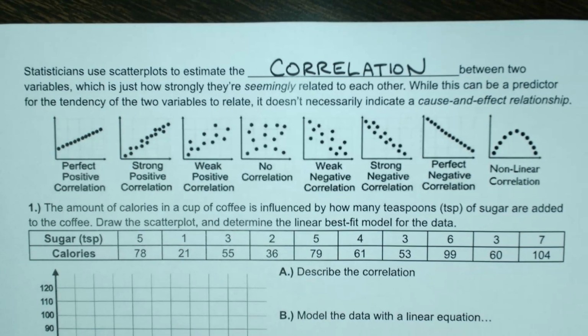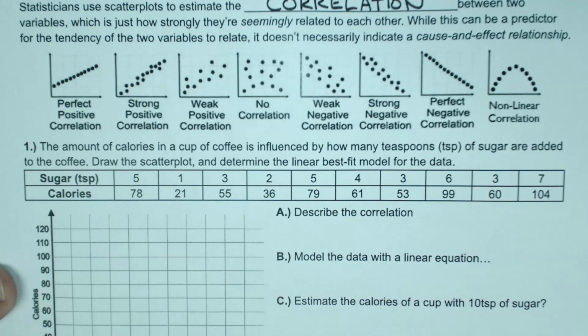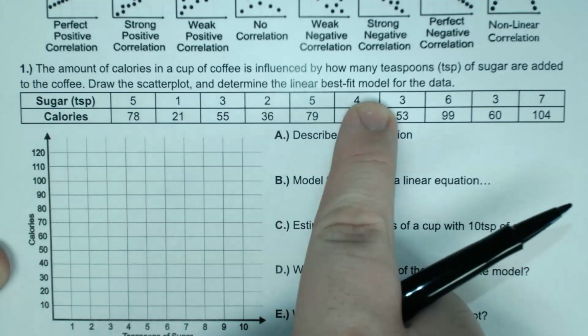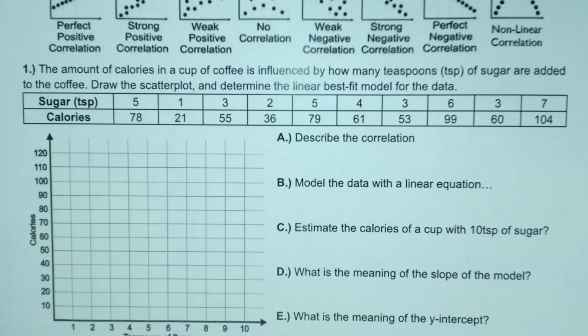So let's look at a couple of examples. These two examples are really, really close to what you're going to see on your paper after this. So we've got a smaller set of data that we want to start by drawing a scatter plot and determining the linear best fit model. So first off, I'm going to have to kind of eyeball and estimate these numbers.